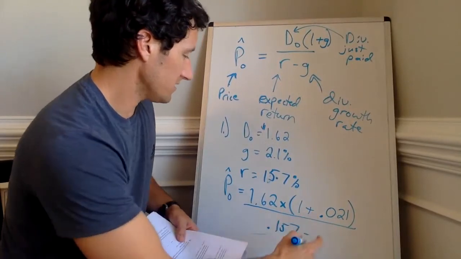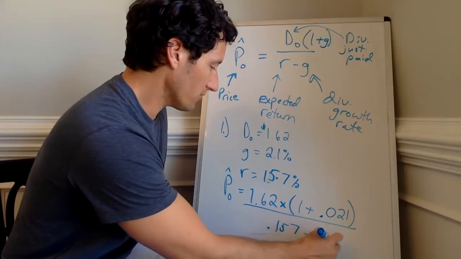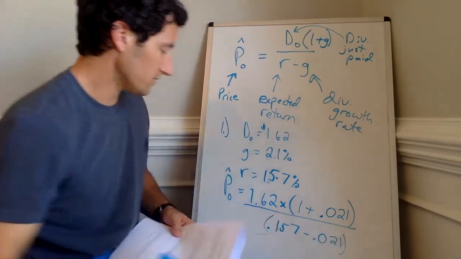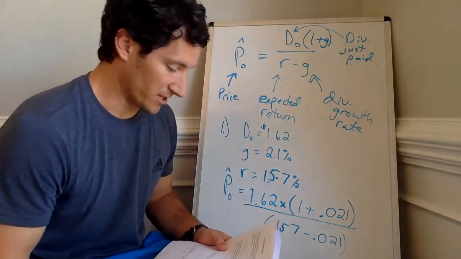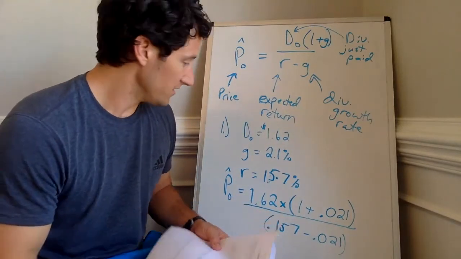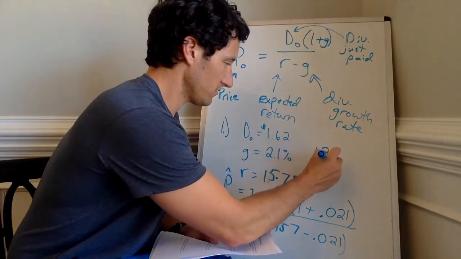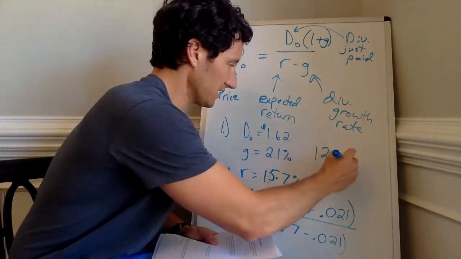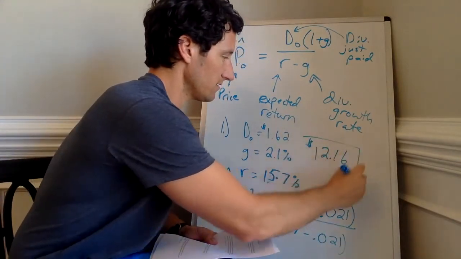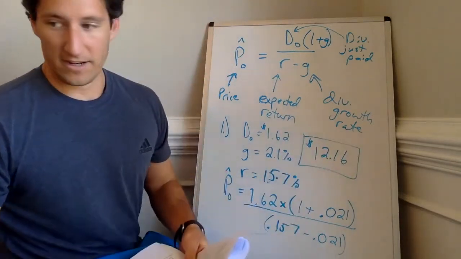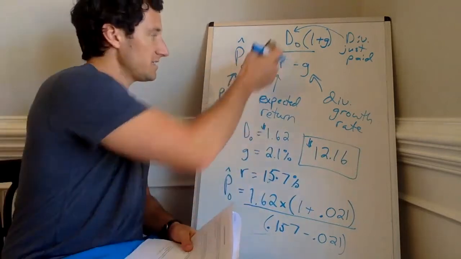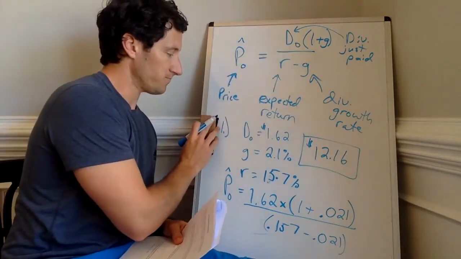0.157 minus 0.021. And if you plug all this in, solve it, make sure you get your order of operations right. You should get $12.16. Okay. All right, now this D0 times 1 plus the growth rate.